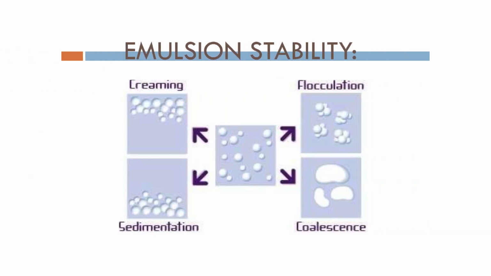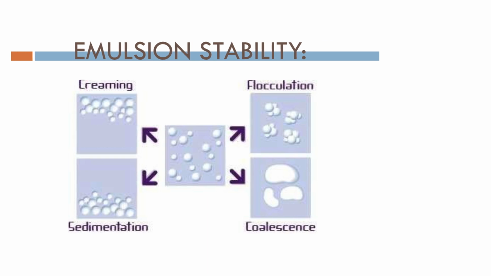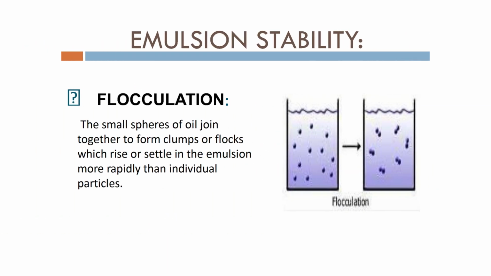It starts with flocculation, where particles clump together. This can lead to sedimentation or creaming, where the clumps rise or fall. Eventually, this can progress to coalescence, where the droplets merge. Let's define these terms, starting with flocculation. Flocculation is the process where the small spheres of oil join together to form clumps or flocks. These flocks are larger, so they rise or settle in the emulsion much more rapidly than individual particles would.